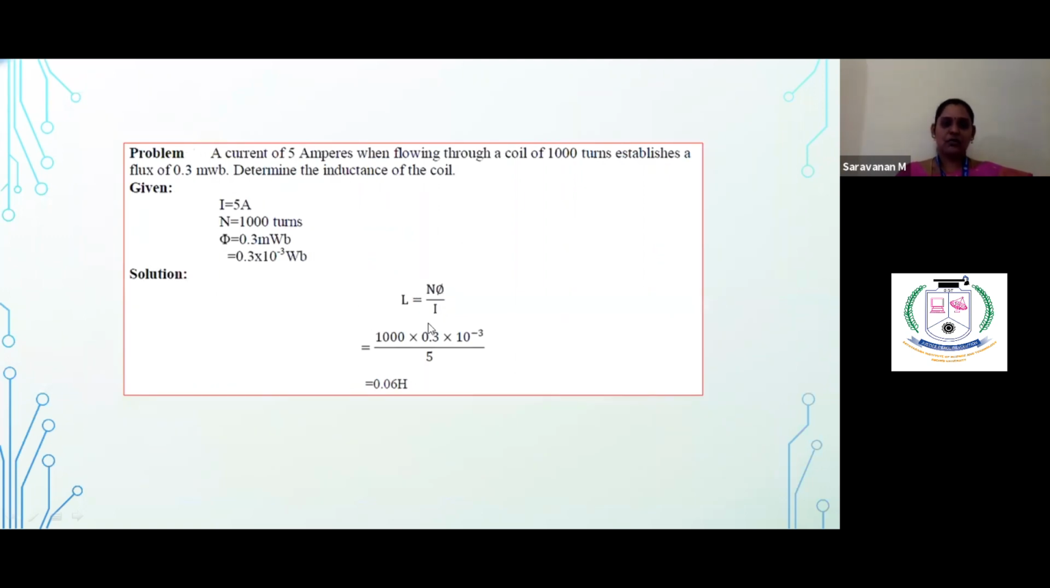Similarly, see the next problem based upon your self-inductance. The self-inductance expression is what? N phi by I. N value I have given, phi value I have given, I value I have given. Just take and substitute it in this particular problem.